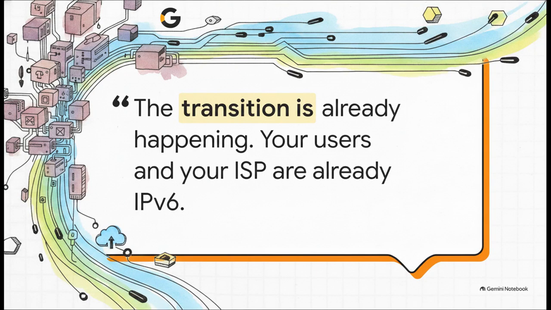Now, if you're sitting there wondering, can we just put this off for another year? Well, consider this. The transition isn't just coming, it is already happening. Right now, 45% of Google's global traffic and a staggering 95% of T-Mobile's network is already IPv6. Your users, your cloud providers, the major ISPs, and CDNs, they're all already there. Every single year you delay this migration is just another year of compounding technical debt, piling up in the form of increasingly complex, fragile NAT state tables.